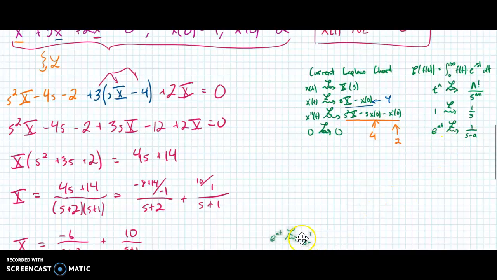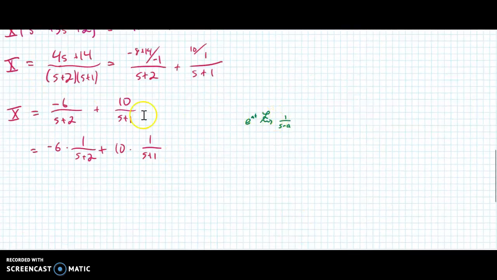So I'll bring that down here. Oops. So these guys right here in this form right here, the 1 over s plus 1 has an a value of -1. So that gives me 10 times e to the -t. This is a big X.